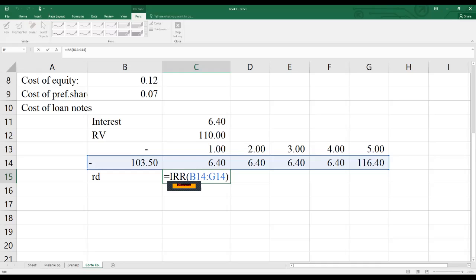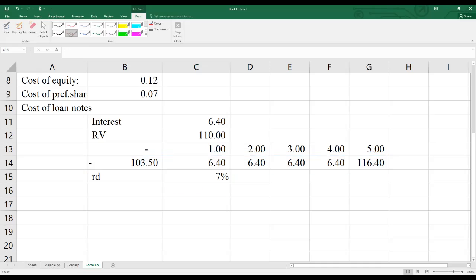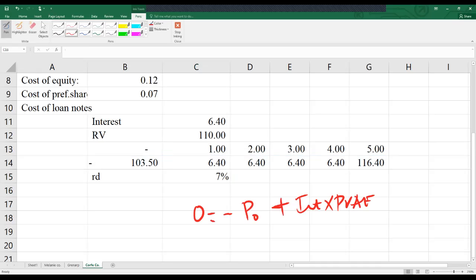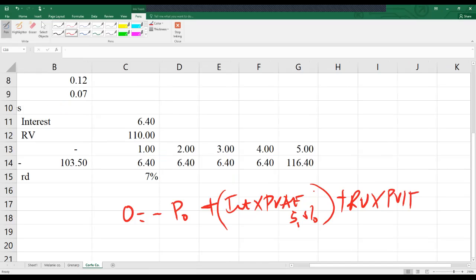So in year 0, if you remember, this is from the formula which I think we already know: 0 is equal to negative P naught plus interest times the present value interest factor for 5 years at R%, plus redemption value times the present value interest factor for 5 years at R%. You begin with a negative here. This is the formula, but now in the use of the IRR formula in Excel. Clear, John? Clear. Okay, great.